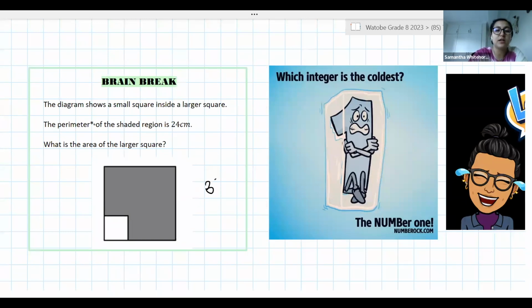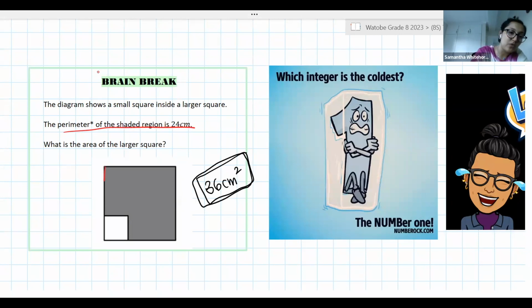Right, so this is what we had last week, and last week we sort of started chatting about it, but I told you that the answer was 36 centimeters squared, and I told you to go away and think about why that is. So if we go and have a look, the information I told you was that the perimeter of the shaded region was 24. So the outside length of the shaded bit is 24 centimeters.